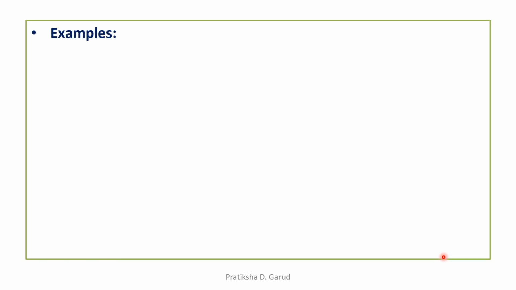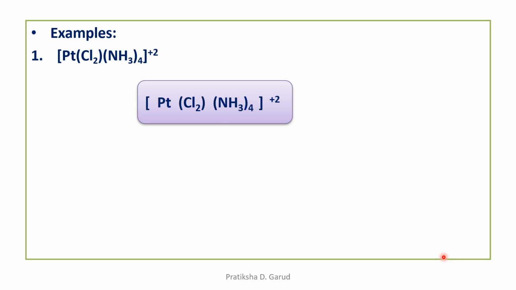So in this example, the first one is [Pt Cl2 (NH3)4]2+, right? Now in this coordination compound, first of all we should know which is the central metal atom or the ion, and then which are the ligands, and in those ligands again we should know the positive ligands, negative ligands, and neutral ligands, and also their charges. Okay, so let's see this structure.